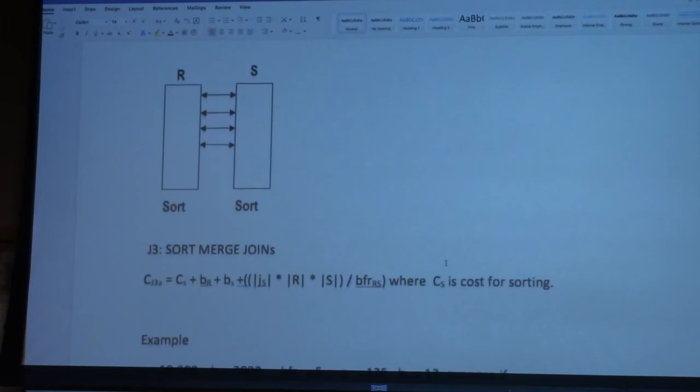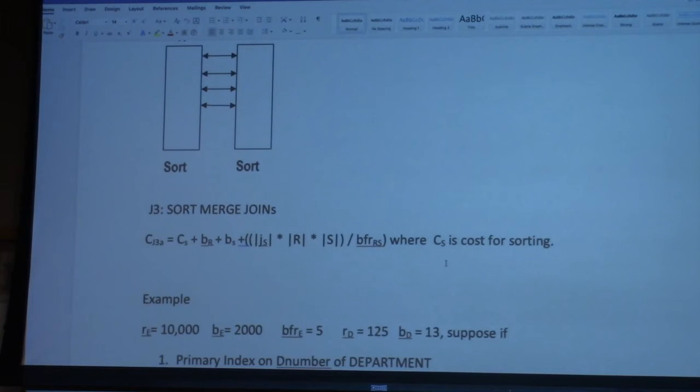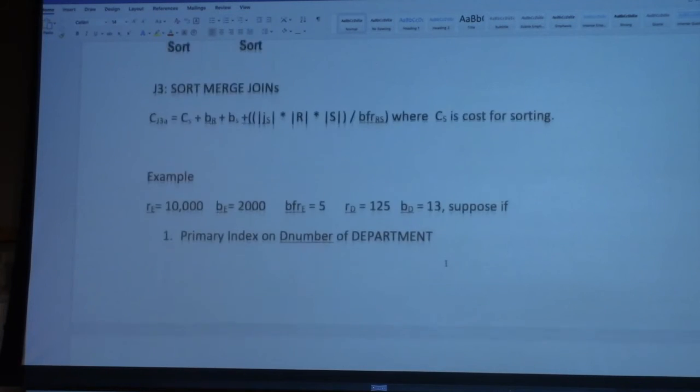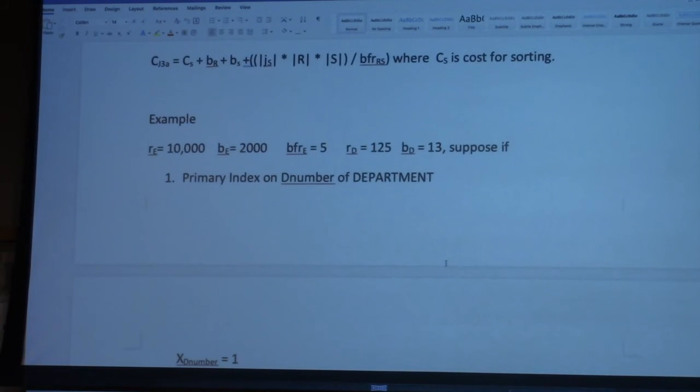Okay. What about the sort merge? Sort merge depends on the cost of sorting, so it cannot be directly compared. So in our example, we are going to use the nested loop join and the single loop join.